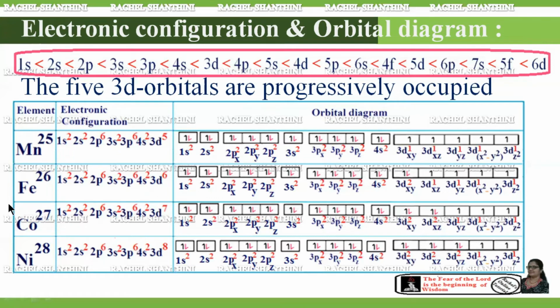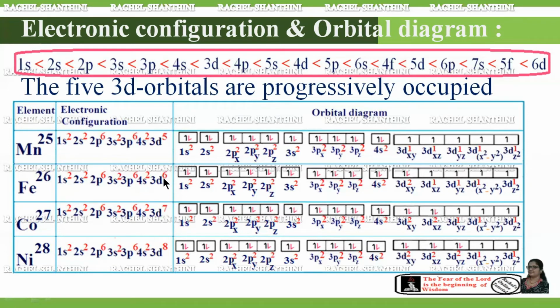Coming to the orbital diagram for iron, we have to draw the boxes as usual from 1s to 4s, and we have to draw upward and downward arrow marks which represent the opposite spins of electrons in each of these orbitals. And finally, how many electrons are there in the d orbital?